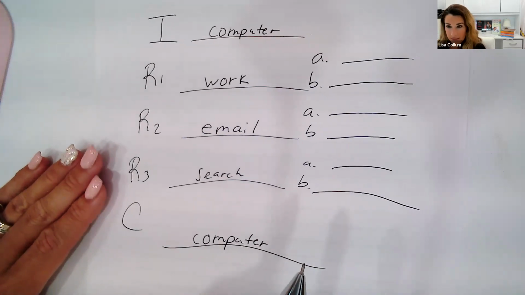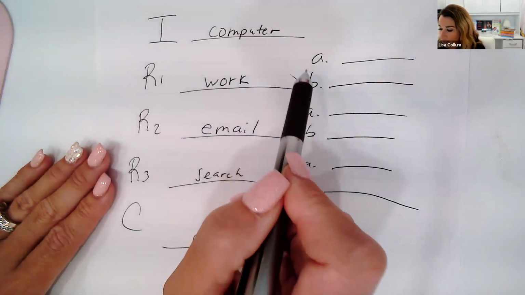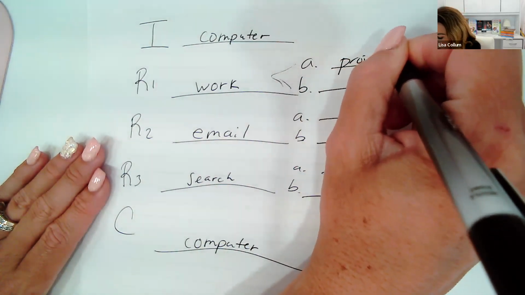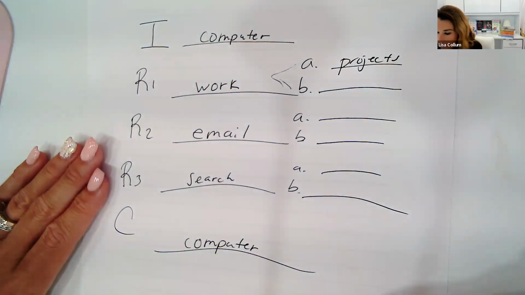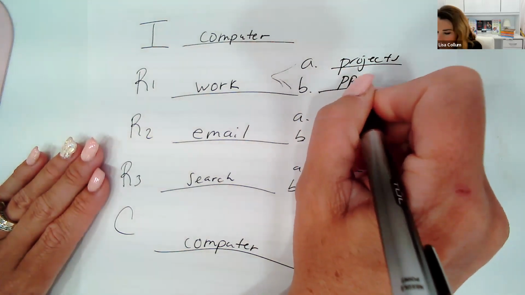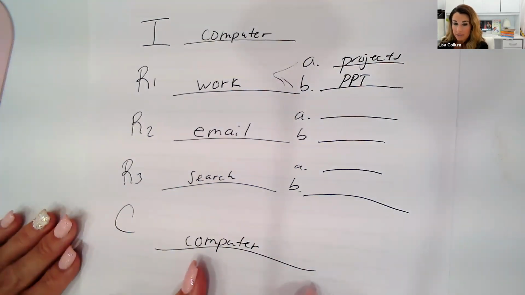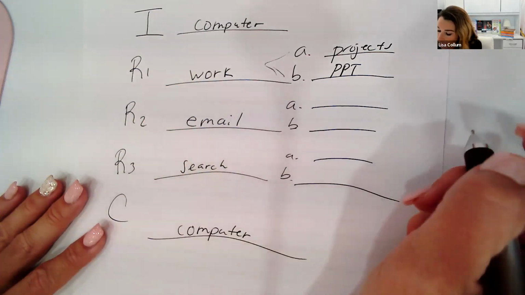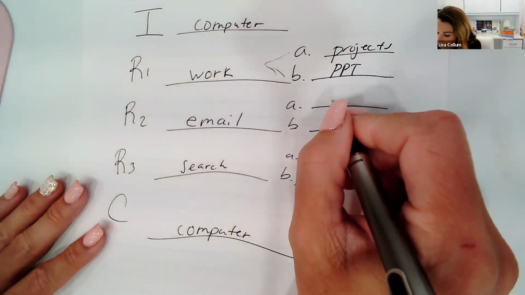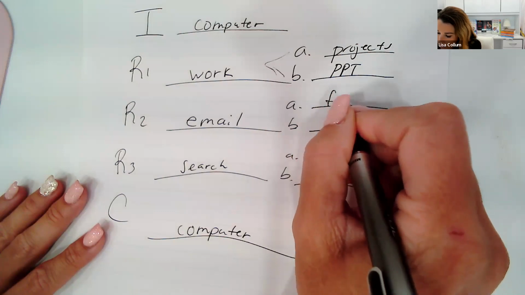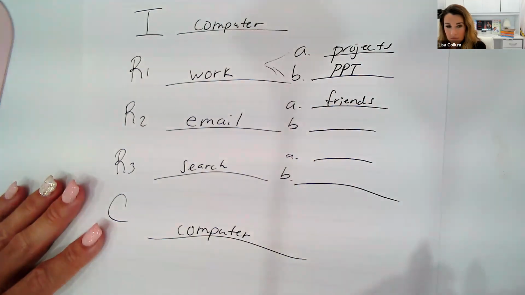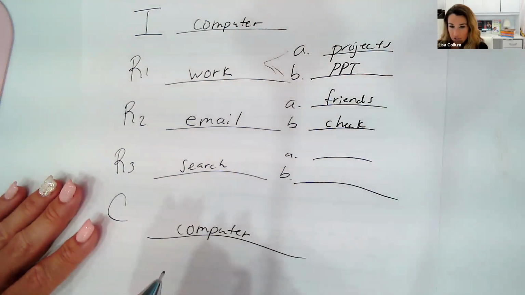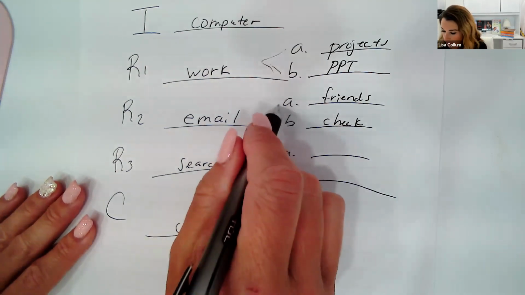Now, for each of my reasons, I'm going to give 2 examples or details. So for working on my computer, I'm going to talk about the different projects that I can get done. Okay, and I'm going to talk about the PowerPoints, and the PPT for PowerPoint, because I make a lot of PowerPoints. For doing my email on my computer, I'm going to talk about being able to email out to friends. And I'm also going to talk about being able to check my own email because I get a lot of emails. So check my own email. That's 2 things about email.